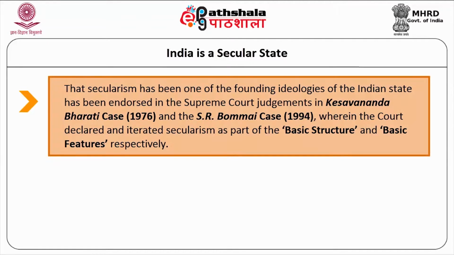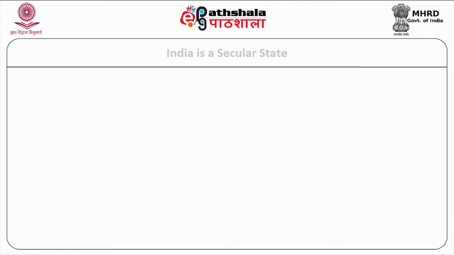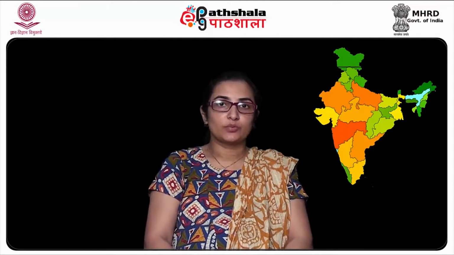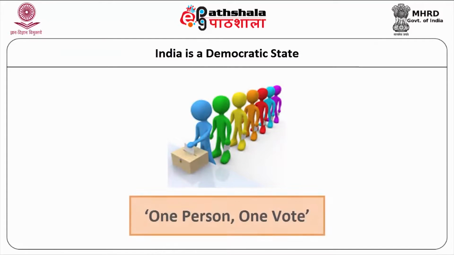The interpretation by the Supreme Court in the St. Xavier's Society case and the Shah Bano case paved the way for a conflict between individual rights and group and community rights. Fourthly, India is a democratic state. By democratic state, the Constituent Assembly meant one person, one vote.